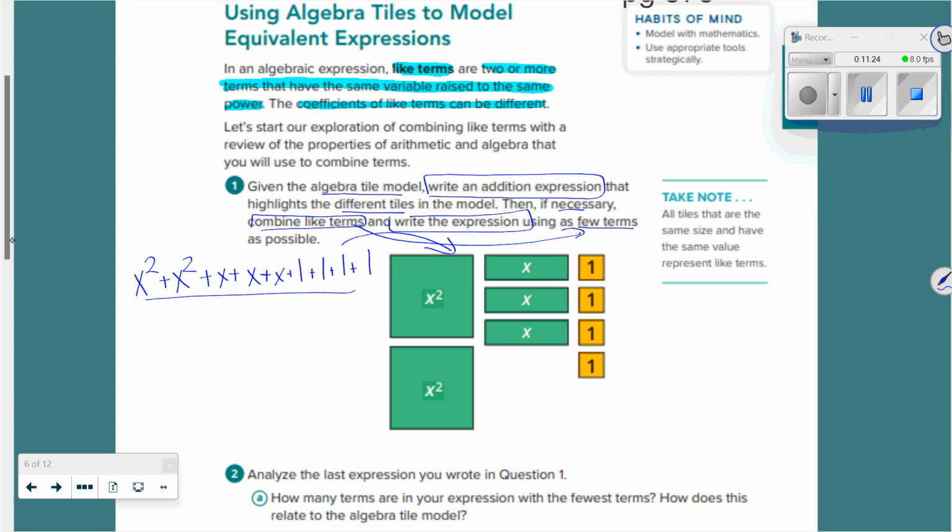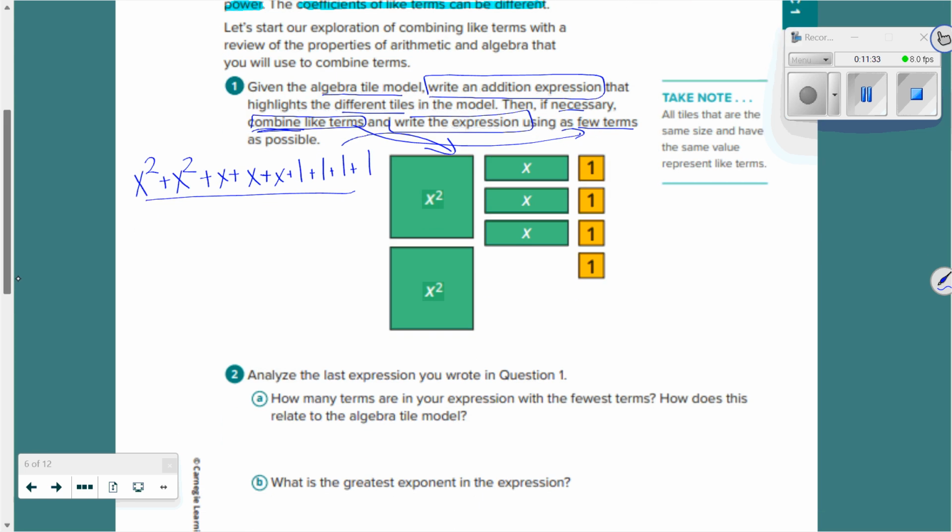No. So now what we're going to do is this combine like terms piece. Okay? So, in this one, now I'm going to put all of the like terms together. So how many of the x squareds do I have? 2. So I'm now going to rewrite this part of it as 2x squared. How many of the x tiles do I have? 3. So I'm going to rewrite this portion of the expression as 3x. How many of the constants do I have? 4. So I'm going to rewrite this portion of the expression as 4.